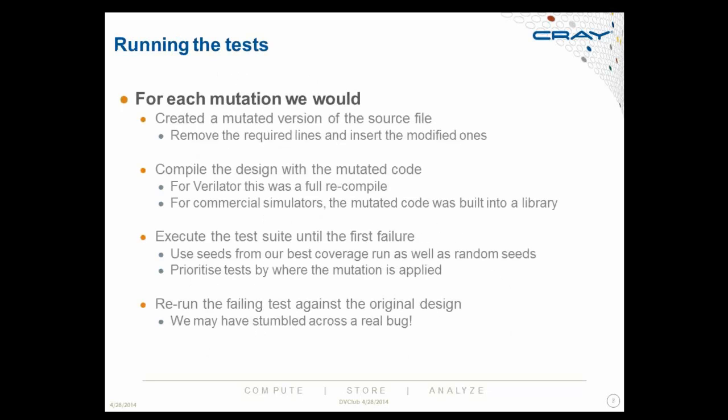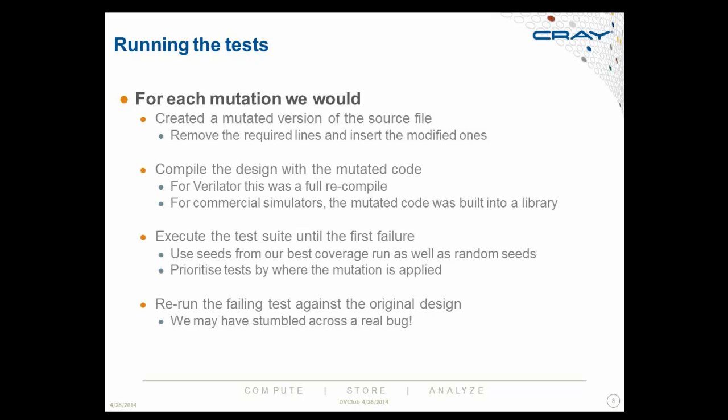Then, for running it, we'd create some scripts that would use part of our regression system, modified slightly. We create the mutated source code from one of those lines of differences, and we compile the design, obviously with Verilator, which is a full compile. With commercial simulators, you can do it a bit more efficiently. And then we'd execute the test suite until the first failure. One of the things we did was also use some random seeds, because getting the correlation between your seeds in a commercial simulator and an open source simulator is hard.